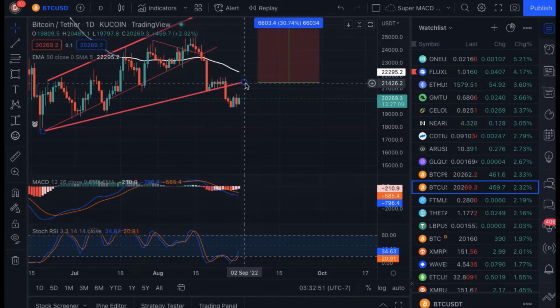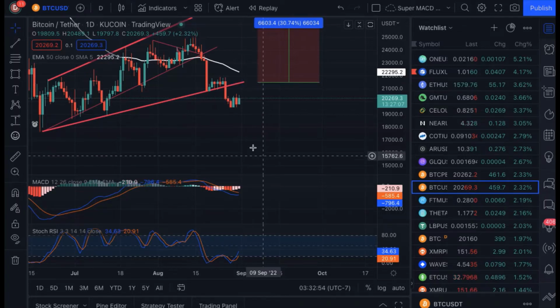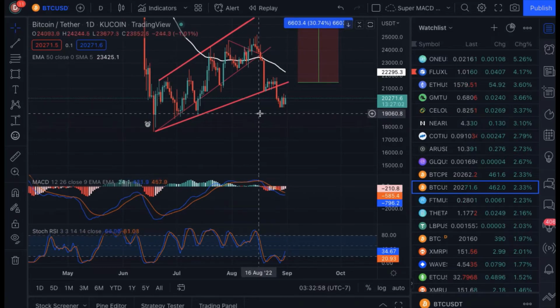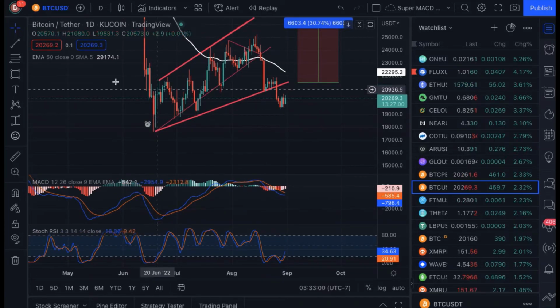And if we tap it, then we'll likely be heading back down. I'm not sure how far we're coming down. If we do, probably around here is what it looks like.